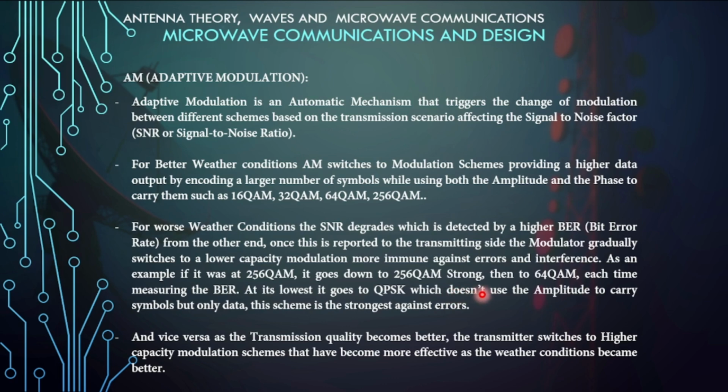Why? Because it modulates 4 symbols using the phase without the amplitude, and the amplitude is the most prone to interference, because interference affects the amplitude, the envelope, more than the phase. And vice versa, as the transmission quality becomes better, the transmitter switches to higher capacity modulation schemes that have become more effective as the weather conditions became better.